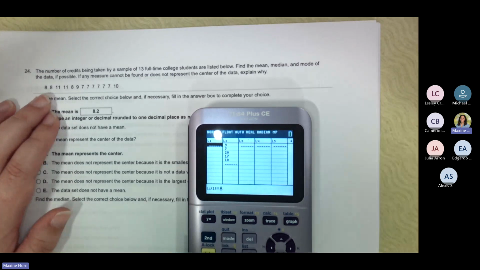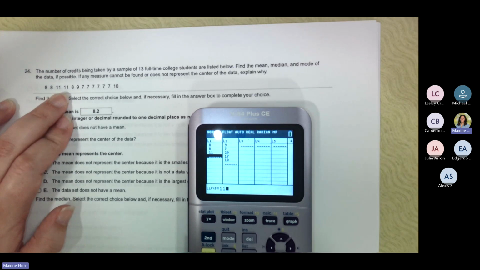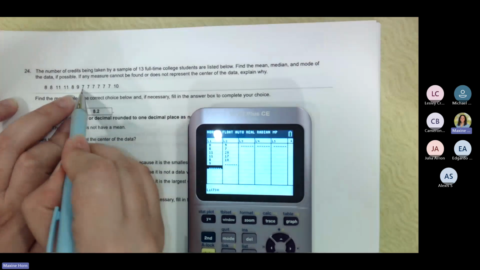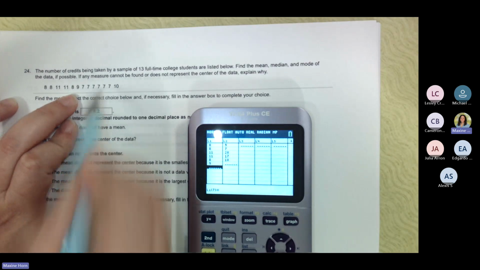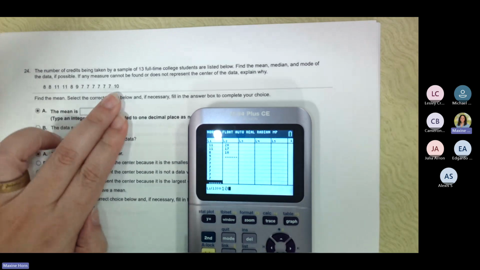Okay, so I'm going to enter these numbers. These numbers are not in order. They have not been sorted. 1, 2, 3, and 10. Okay.